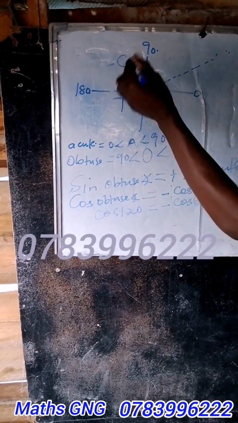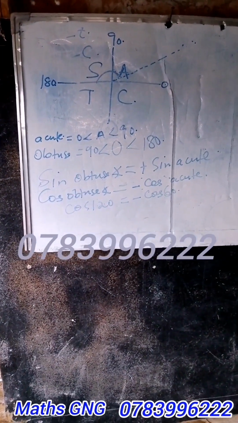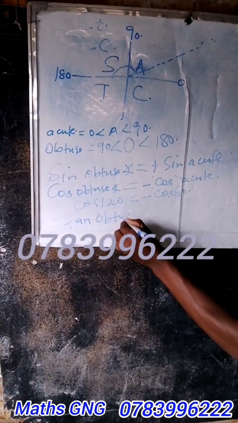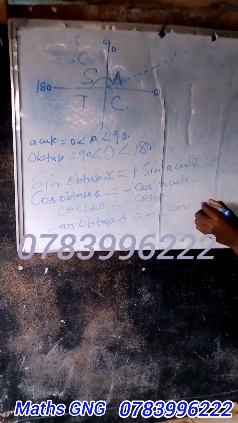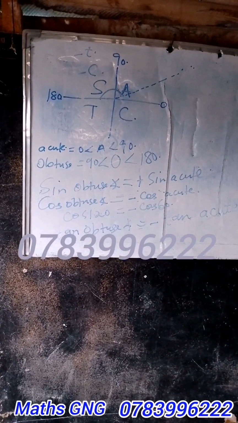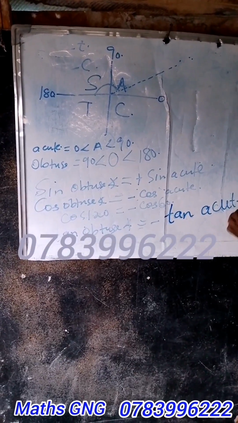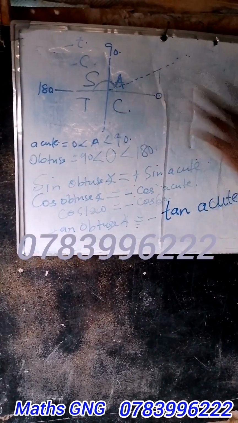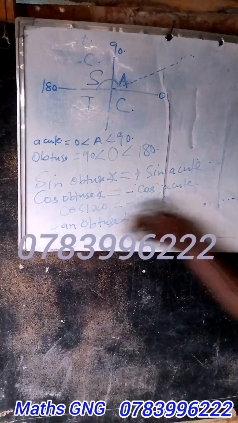If we take the tan ratio, tan also becomes negative. So tan of an obtuse angle is equal to the negative tan of the acute angle. So this quadrant we can use to know our values.